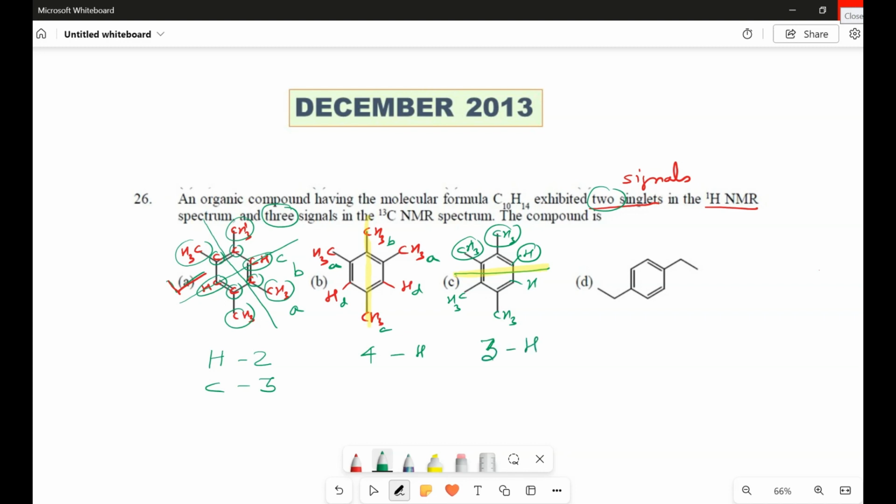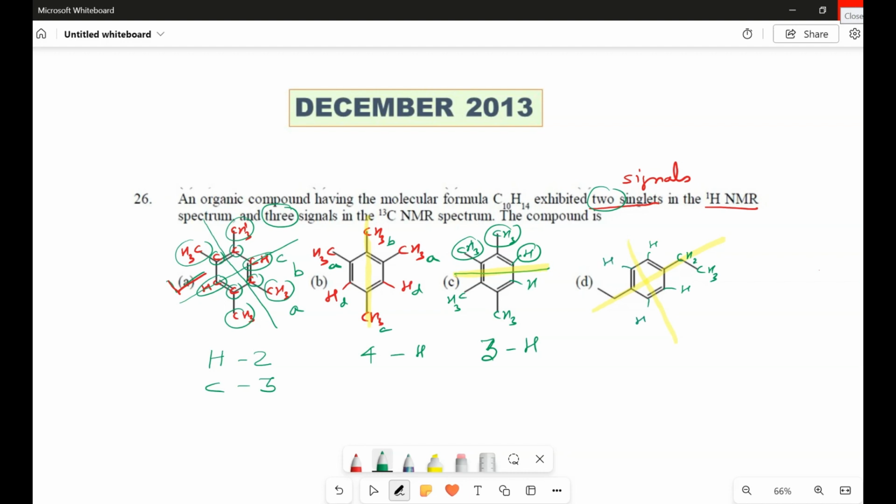Okay. Now let us consider this. I can cut the molecule like this. I can cut the molecule like this. Now look into this molecule. I can cut the molecule like this. I can cut the molecule like this. So now let us check the hydrogen. So I have CH3, I have a CH2, I have a hydrogen here, hydrogen here.